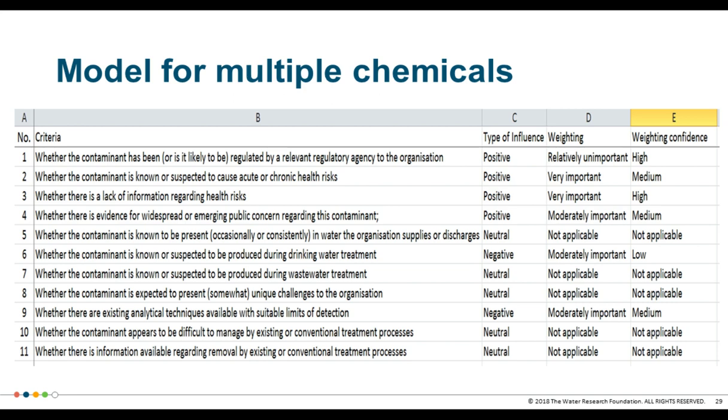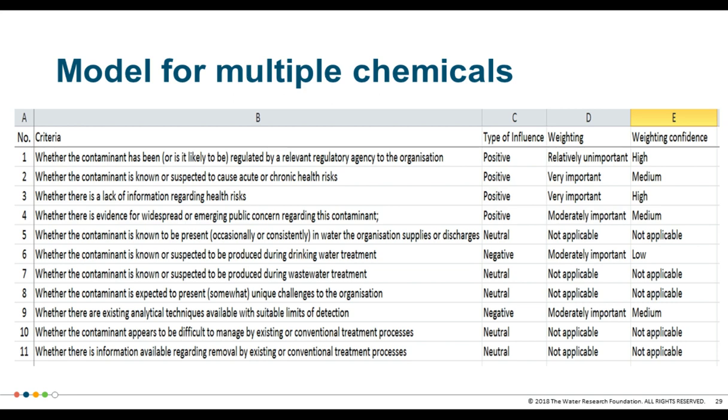More usefully, I think, is using the model for multiple chemicals. In this case, when we look at the criteria, all the criteria are constant. They relate to all of the chemicals, so we don't need to reset or reassess those criteria for each individual chemical. We need to think as an organisation how important each of those criteria are to us in terms of wanting to prioritise contaminants. So we go through the criteria, number 1 to 11, as we've seen before. We identify a type of influence: positive, more likely to want to prioritise; negative, less likely to want to prioritise; neutral means it's not important to us, it's not something that we would consider. The weighting for each of those criteria, some of these are relatively unimportant, some of them are very important, and anything that we said was neutral will come across as not applicable.